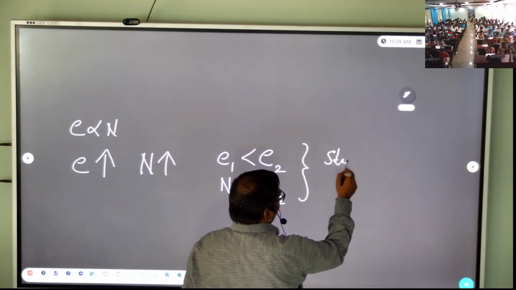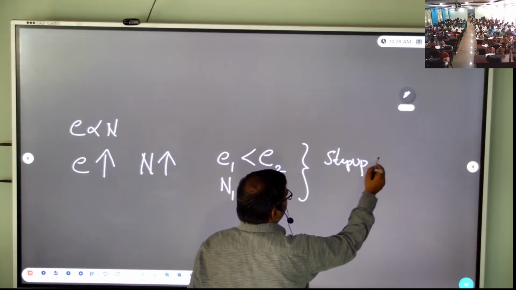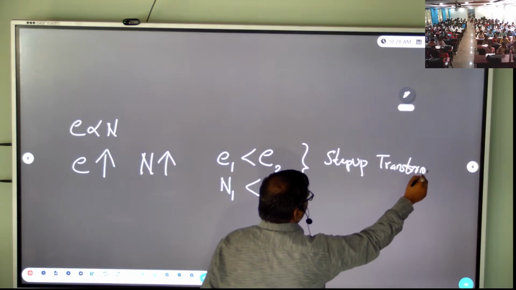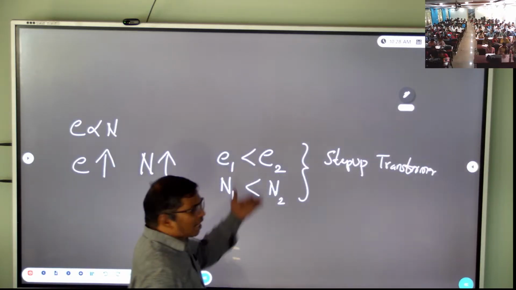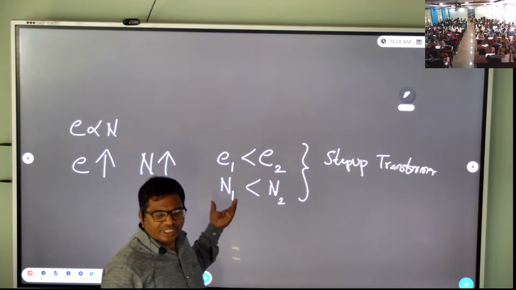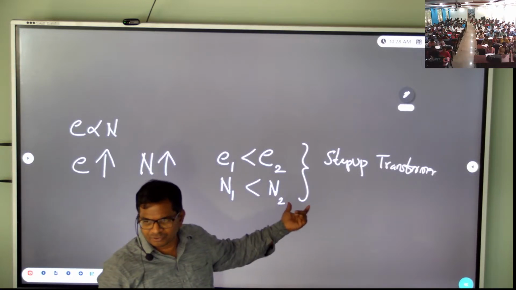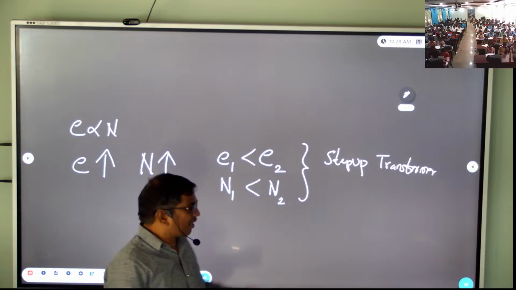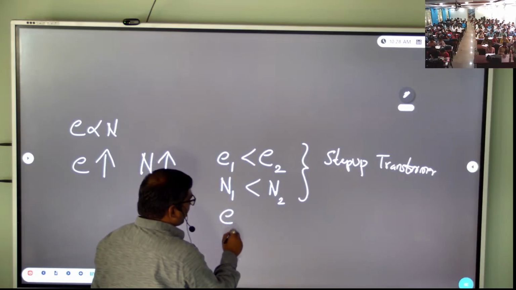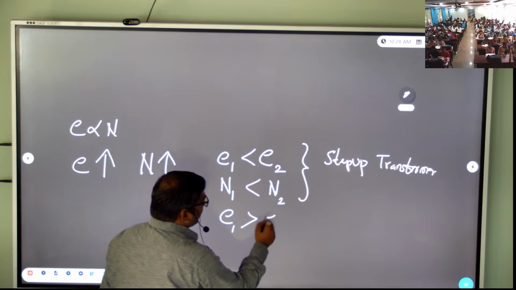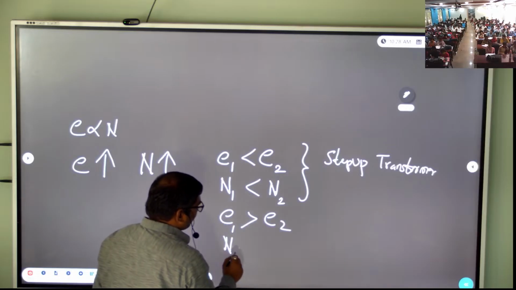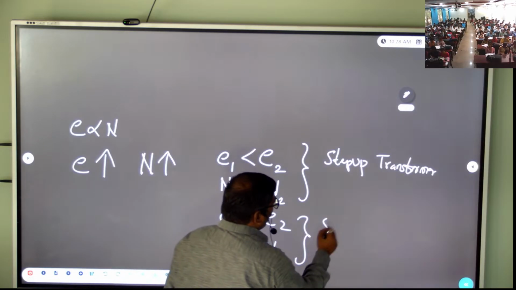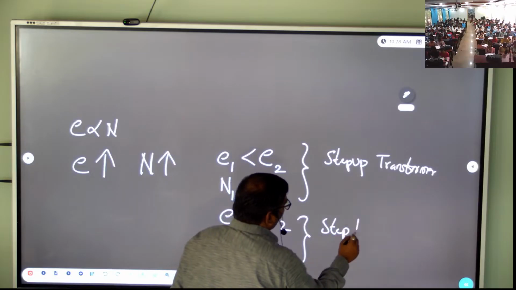step up transformer. Why? Because it is stepping up. 230 voltage is changing to 9 volts because of the turns. And the second one is if E1 is greater than E2 or N1 is greater than N2, then this transformer is called step down transformer.